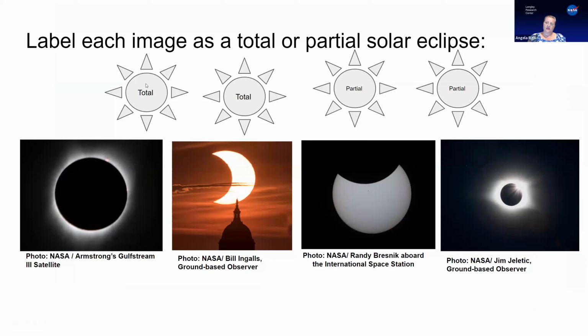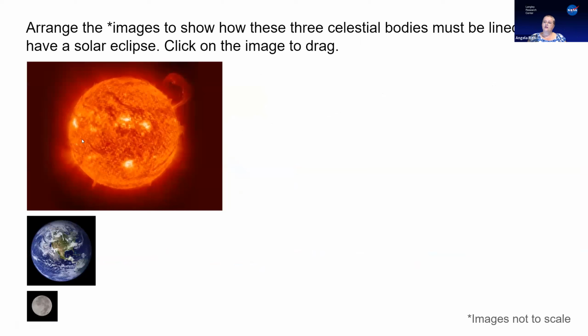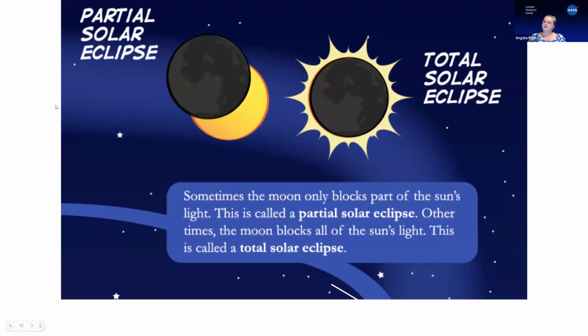It talks to them, then they're able to, and we can look at this later if you want, but they're able to look at these images and drag and drop these. Is this a total eclipse, partial eclipse? And they drag and drop them onto the images. So that's what I mean by an interactive, because they're doing something with it. Here they can move these images and put them in the proper sequence for how it would be arranged during an actual eclipse.